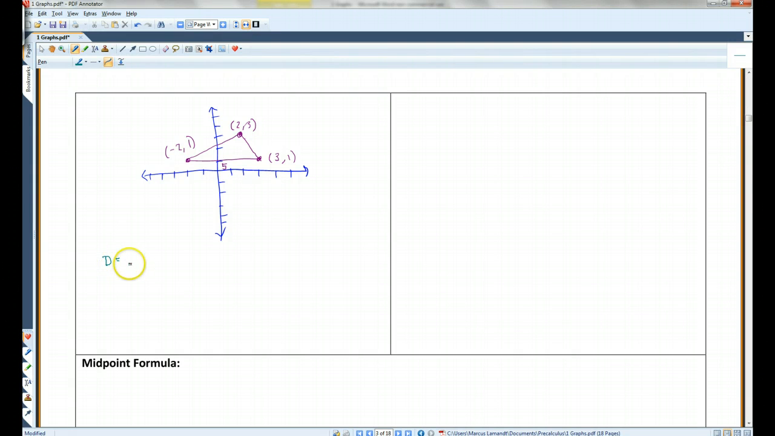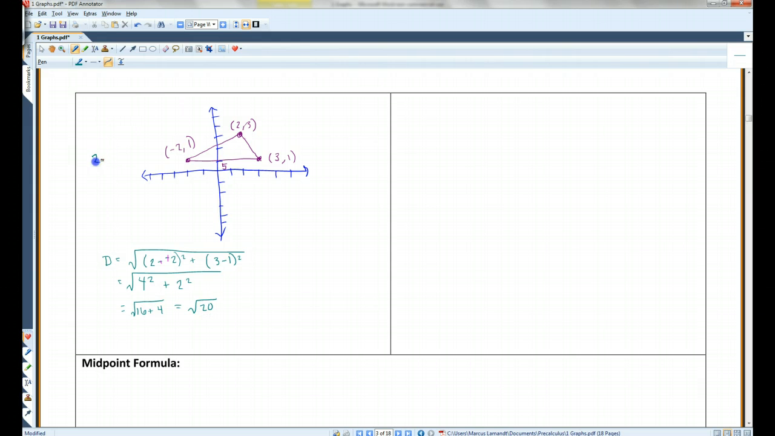So x2 minus x1, I've got 2 minus negative 2. y2 minus y1, 3 minus 1. Minus negative becomes a positive. So I've got 4 squared plus 2 squared, 16 plus 4. This gives me square root of 20.